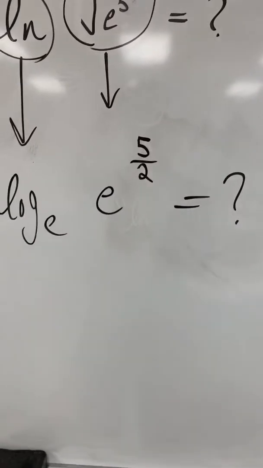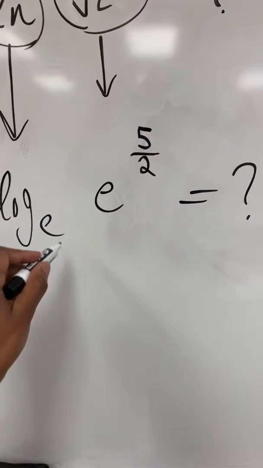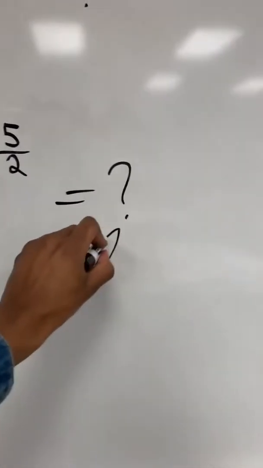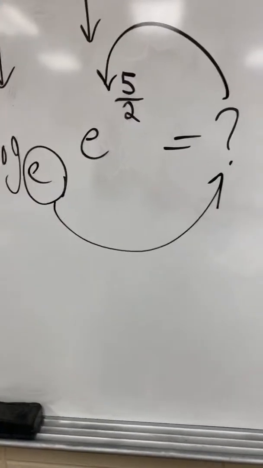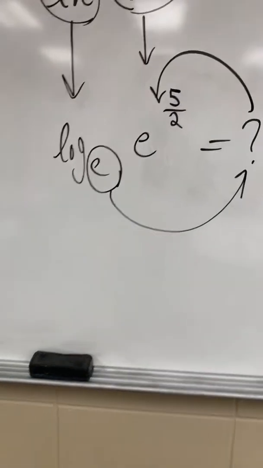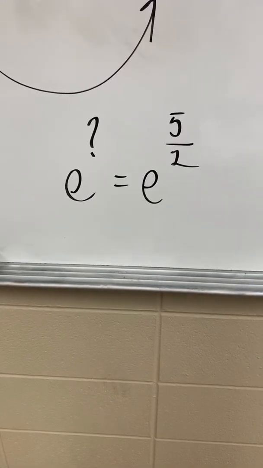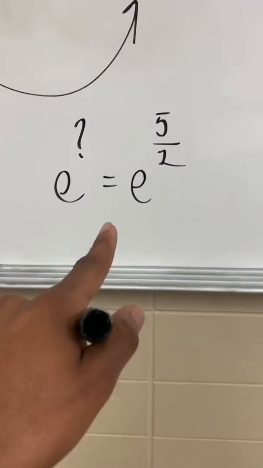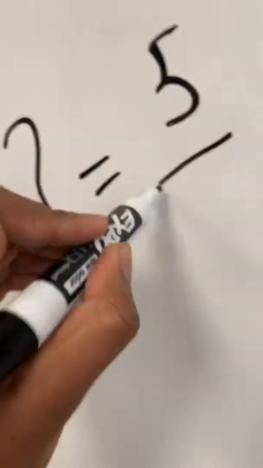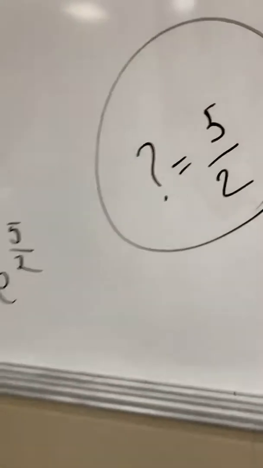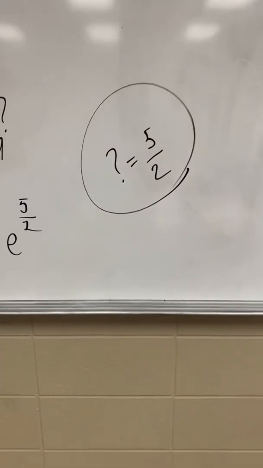And then from here, remember, once we have it in this format, we can go in a circular motion. e raised to the question mark is equal to e to the 5/2 power. And there's my exponent form. Remember, these bases are the same, so my question mark is equal to 5/2. That's the solution.